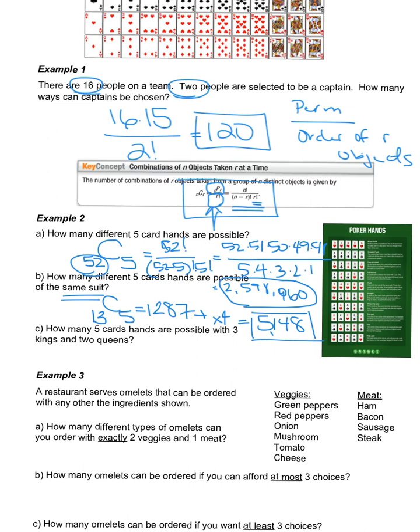Okay. The last question in this set is looking at 3 kings and 2 queens. These are actually simple to think about, because we have 4 kings in a deck and we want to pick 3 of them. There are 4 queens in the deck, and we want to pick 2 of them.